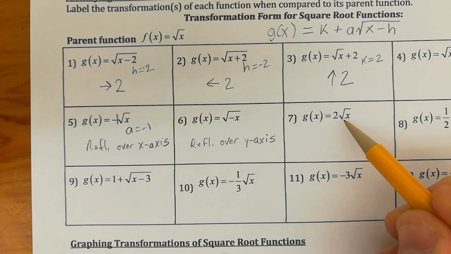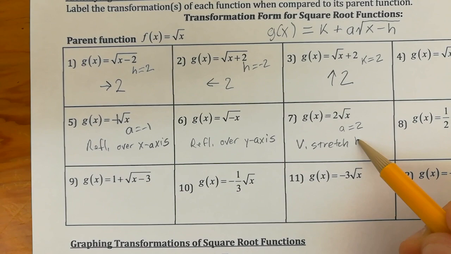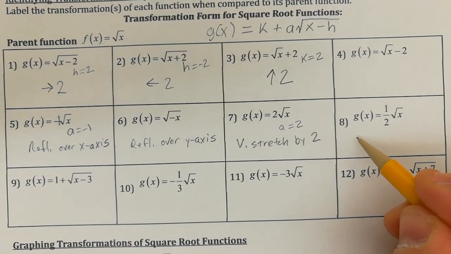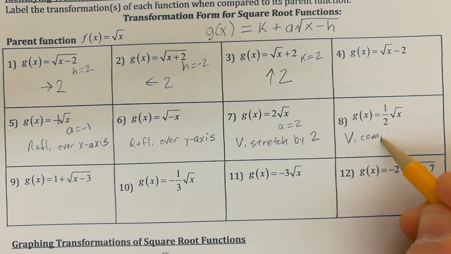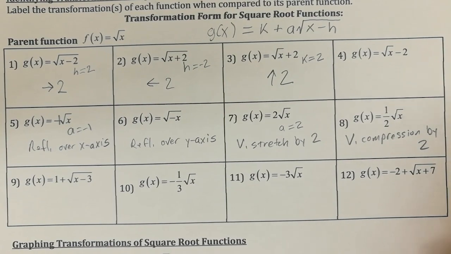All right, over here, a is equal to 2, and so that means this has a vertical stretch by a factor of 2. Let's see. Number 8, we would have a vertical compression by a factor of 2. To get the compression value, it's the reciprocal of this, right? So 2 over 1, or 2. If this number is less than 1, because a is 1/2 here, you're going to have a vertical compression.